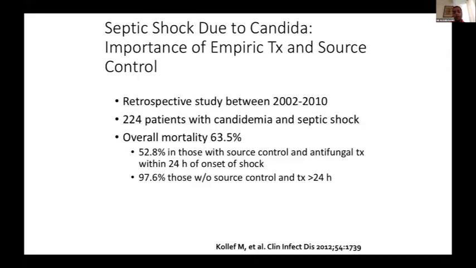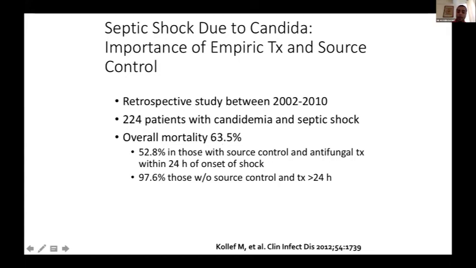Now, it's also very important to know that we need to start empirically and also initiate source control. Because if you don't control the source of the infection, like if it's a line and you don't remove the line, your chance of mortality becomes very high. So this was a retrospective study between 2002 and 2010, and they had more than 200 patients who had candidemia and septic shock. The overall mortality was 63.5%.